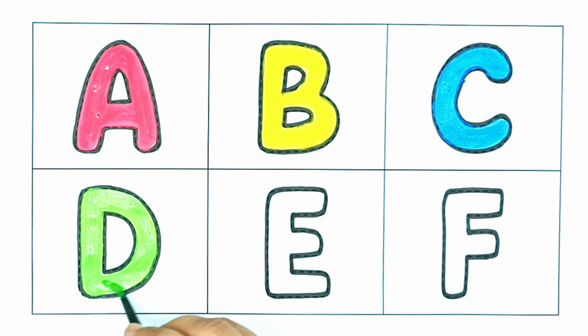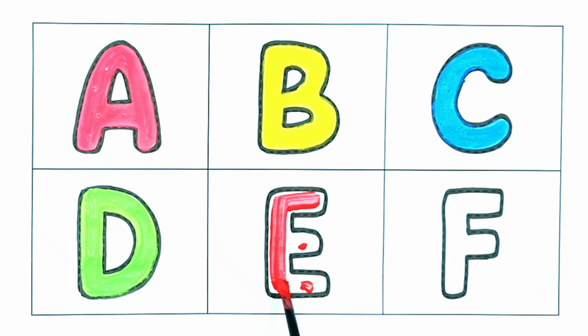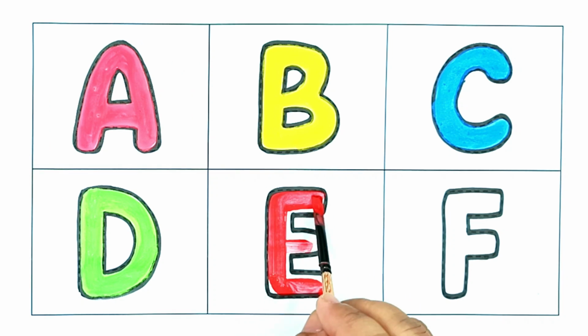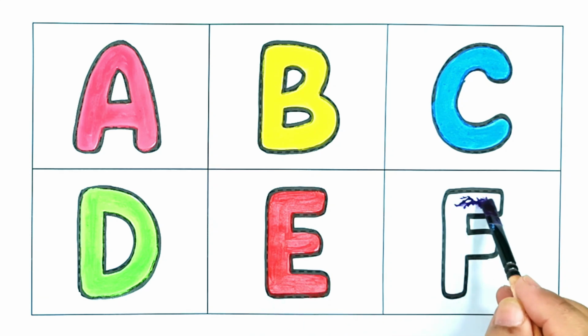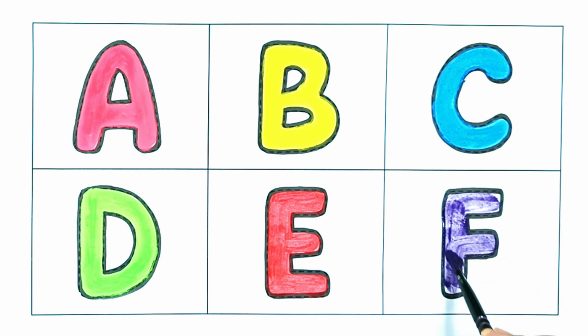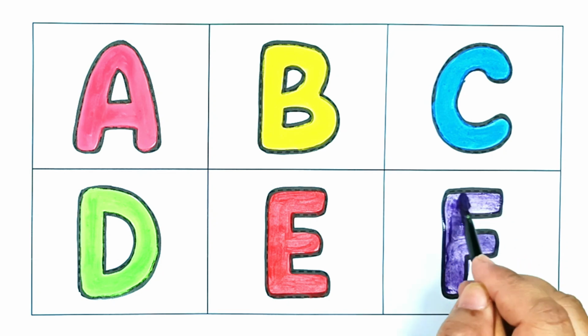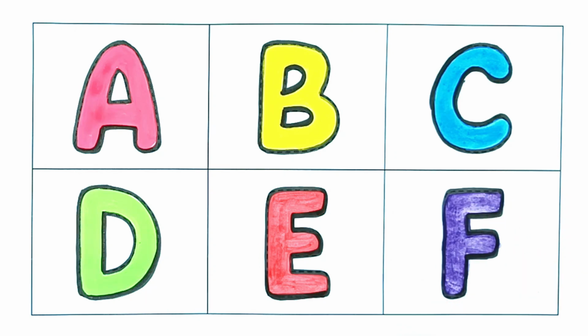D for doll. E for egg. F for frog. A, B, C, D, E, F.